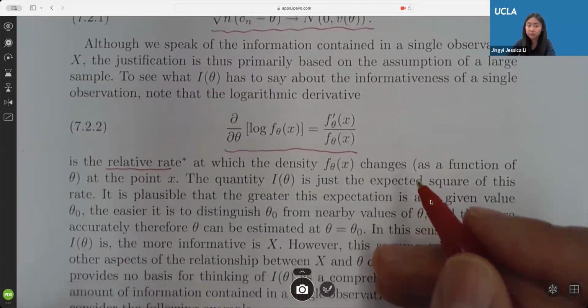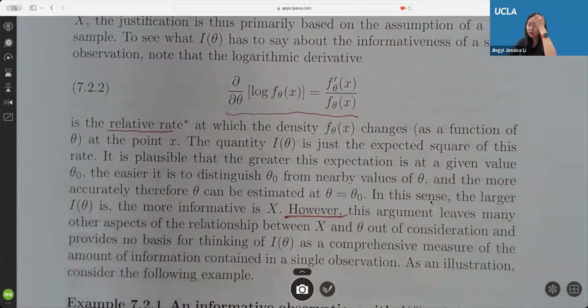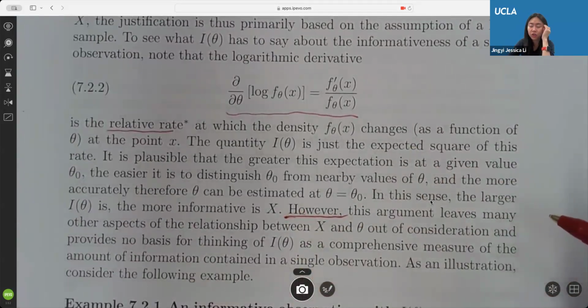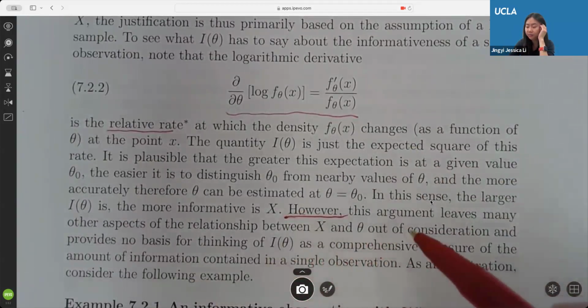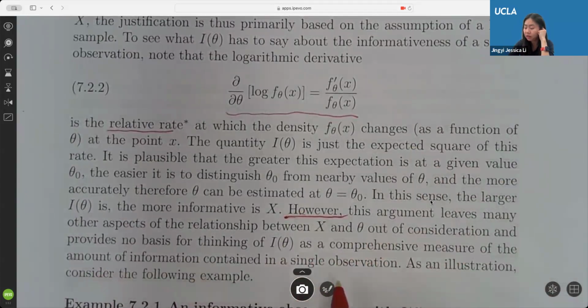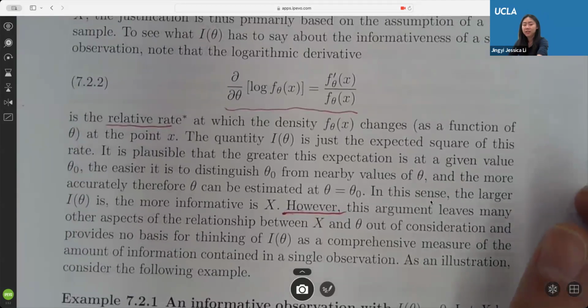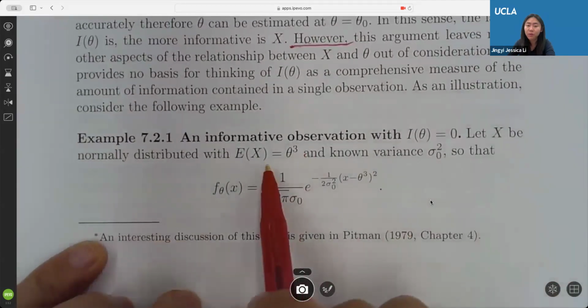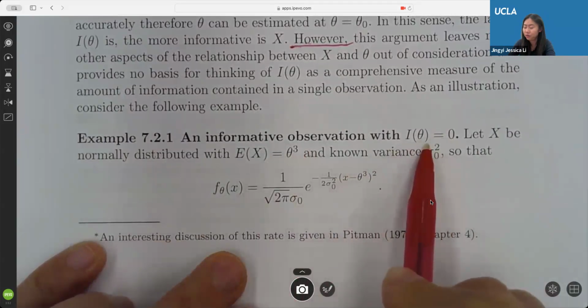However, this is the key thing. This argument leaves many aspects of the relationship between x and θ out of consideration and provides no basis for thinking of I(θ) as a comprehensive measure of the amount of information contained in a single observation. We will show you one counterexample, in which the observation is still informative, but unfortunately, Fisher information is actually 0. Okay, let's look at this example. An informative observation with 0 Fisher information.